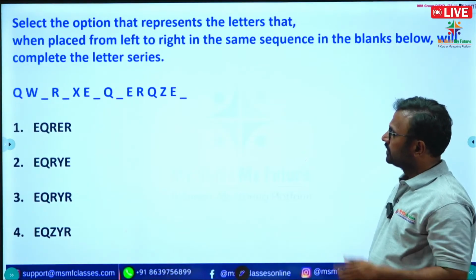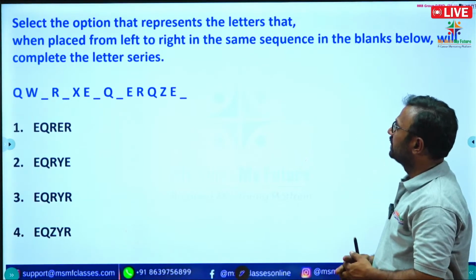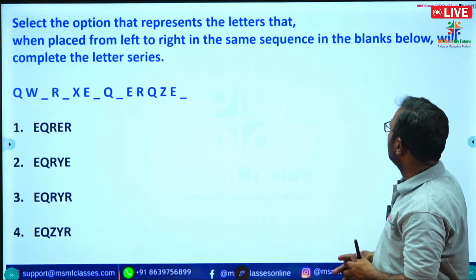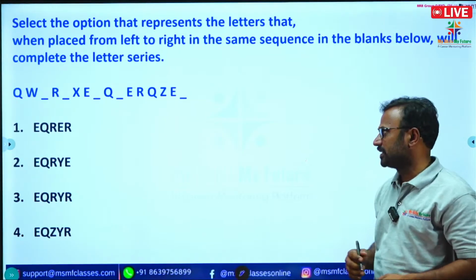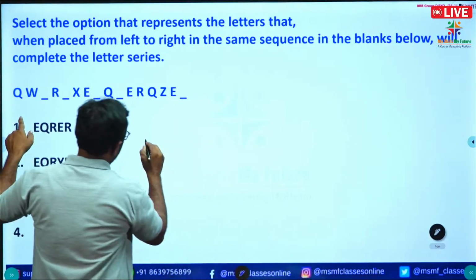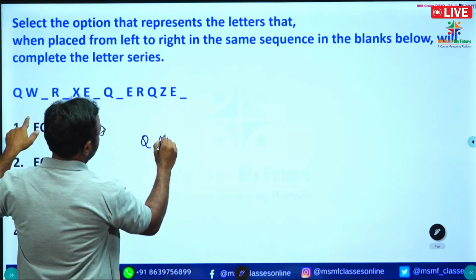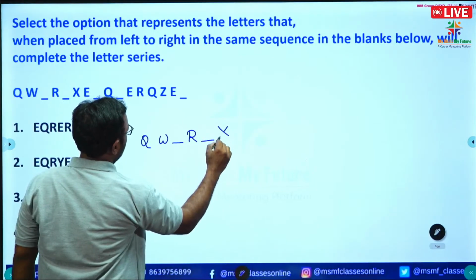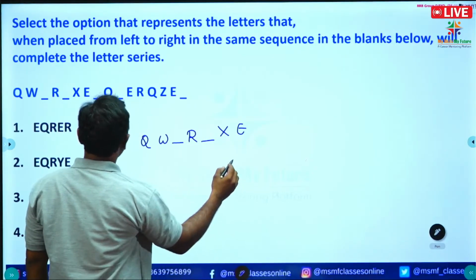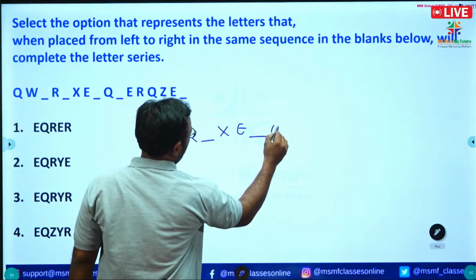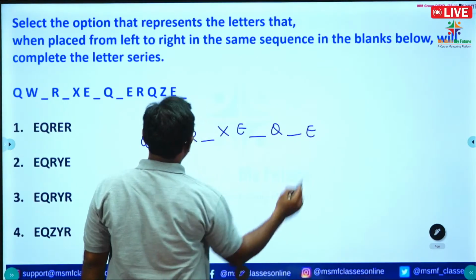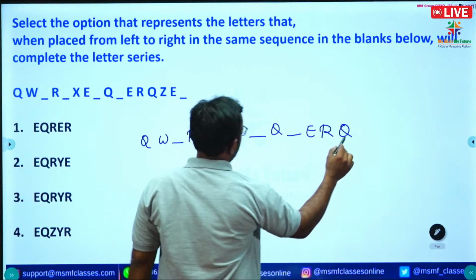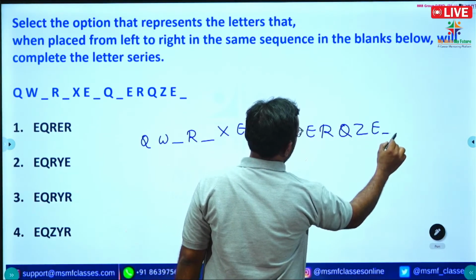Next question. Select the option that represents the letters that, when placed from left to right in the same sequence in the blanks below, will complete the letter series. The given series is Q, W, blank, R, blank, S, X, E, blank, Q, blank, E, or Q, Z, E and one blank is given.